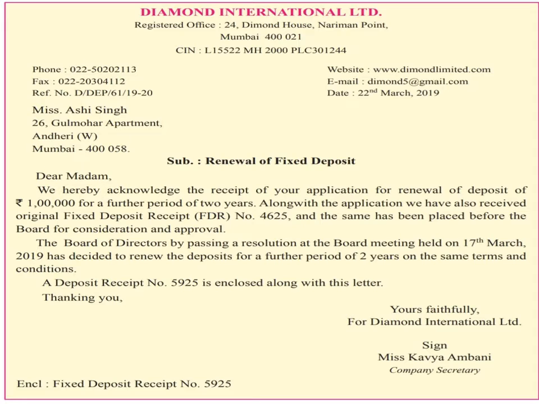Student, on the left hand side you can see enclosure. Whenever any document is attached with this letter, enclosure is mentioned. So you can see that the fixed deposit receipt, whose number is 5925, is being sent with this letter, attached with this letter. So enclosure is mentioned here.